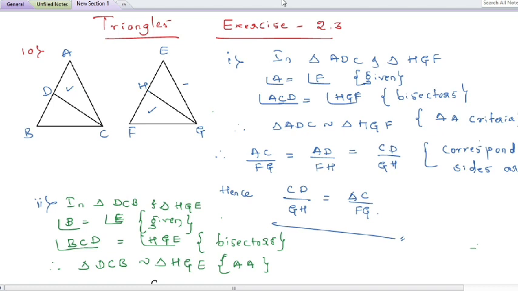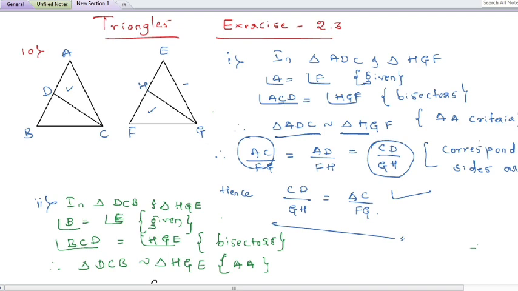And if these two triangles are similar, then we can write corresponding sides are in proportion. So, here AC by FG is equal to AD by FH, which is equal to CD by GH. It is according to corresponding sides being proportional. So, hence we can write CD by GH is equal to AC by FG. I have written here. So, hence it is proved.